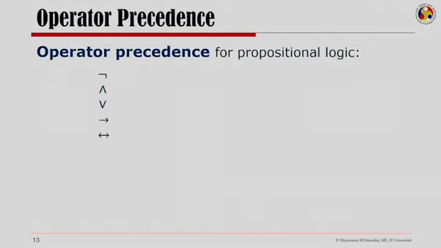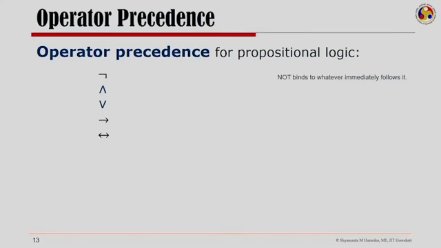Let us look at the operator precedence for propositional logic. We have five operators: the negation, the conjunction, the disjunction, the implication and the biconditional.